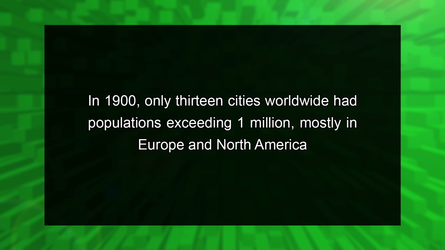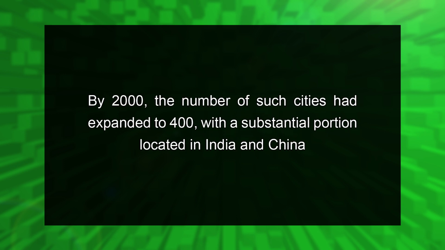Initially prominent in developed countries, rapid urbanization has become a pronounced feature in the large cities of developing nations. In 1900, only 13 cities worldwide had populations exceeding 1 million, mostly in Europe and North America. By 2000, the number of such cities had expanded to 400, with a substantial portion located in India and China.